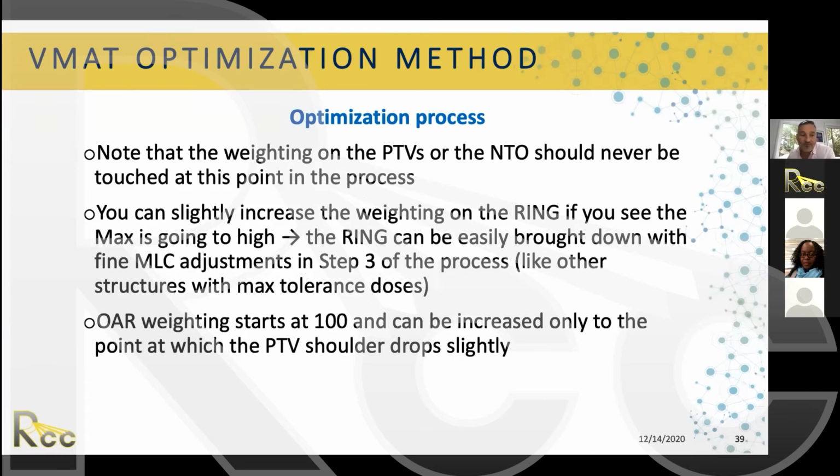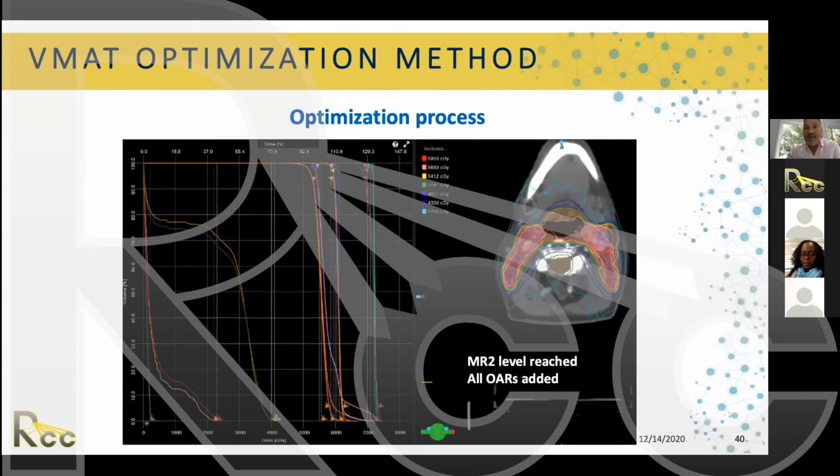But don't do it at this point, because that's fine tuning that you can do in the later steps of the optimization. You can slightly increase the weighting of the rings if you see that the max dose is going too high, for example. That you can do, because the ring can be easily brought down with the fine MLC adjustment in step 3. The OR weightings, normally we said that we're going to start with 100, but they can be increased only to a point at which the PTV shoulder drops slightly. If you keep increasing the weight and you can see that the PTV shoulder drops significantly, then go back to the previous weight.